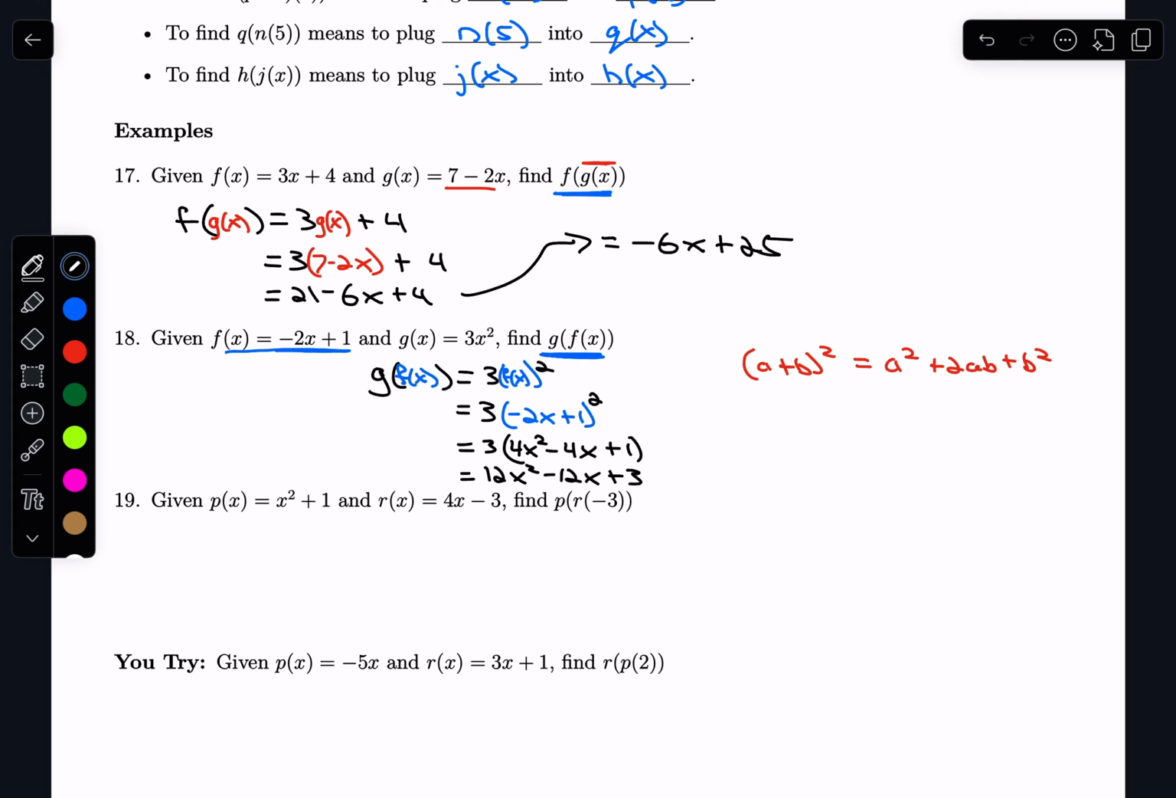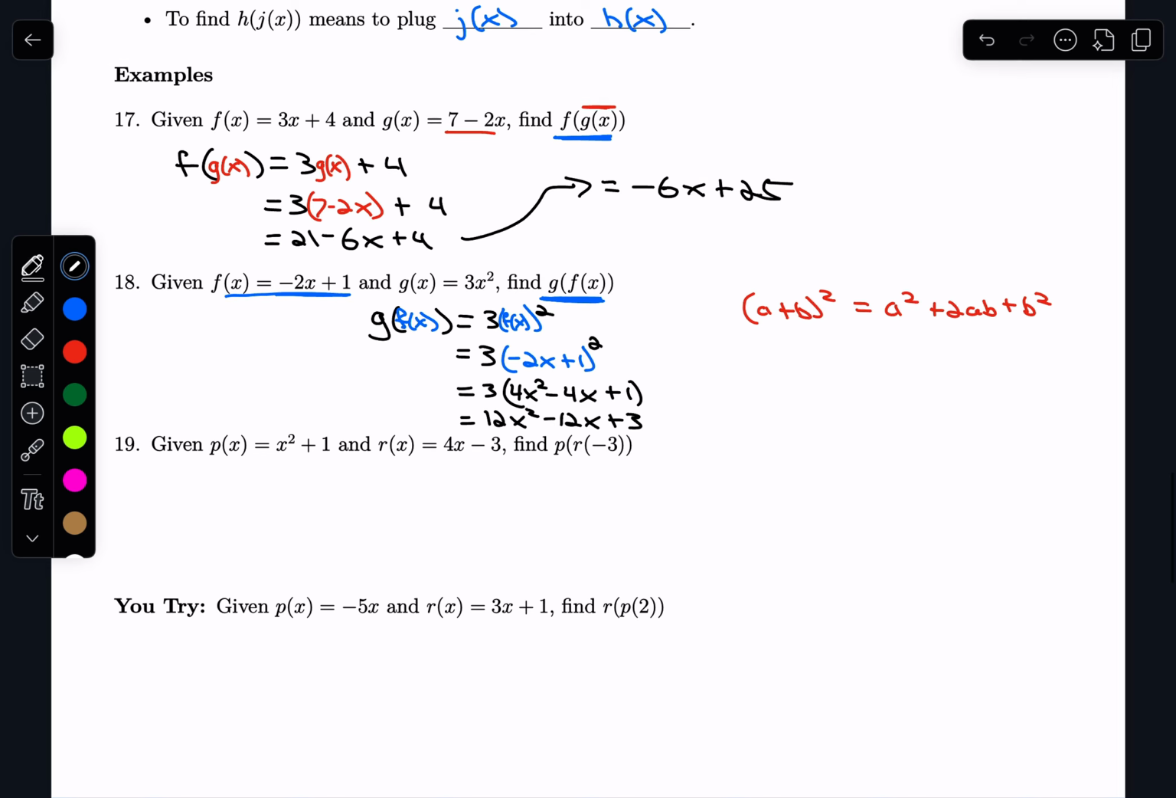All right, just 2 more, and then we're going to be plugging in numbers for these ones. So 19, we're given a p and an r, and we're asked to find p of r of negative 3. So the first thing I'm going to do is find this inner part, r of negative 3. The reason I didn't have to do this step in the previous ones, like f of x right here, is that I already had it, right? We knew what f of x was. But in this case, I don't know what r of negative 3 is yet, so I'm going to have to plug in negative 3 to r to find out.